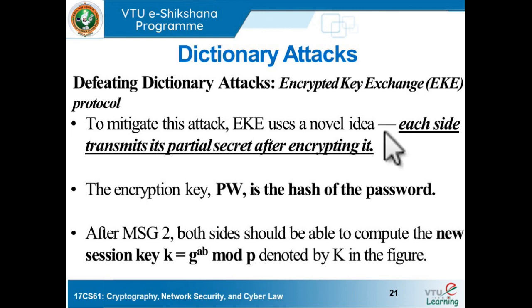Now to mitigate such an attack, the encrypted key exchange protocol uses a different idea. Each side transmits its partial secret after encrypting it. Now this encryption is performed over the public key that is being transmitted from A to B or B to A. Now the encryption key PW is the hash of the password.